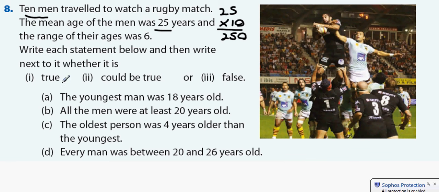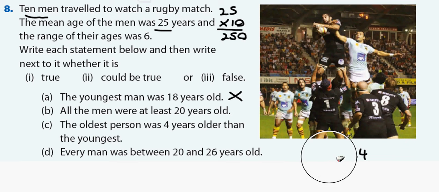Write each statement below. Okay, so the youngest man was 18 years old. If the youngest man was 18, that means that the oldest person is 6 years older, which makes him 24. 24 is below the mean age, therefore it's got to be false. That can't be true, okay? Next one. The men were at least 20 years old.